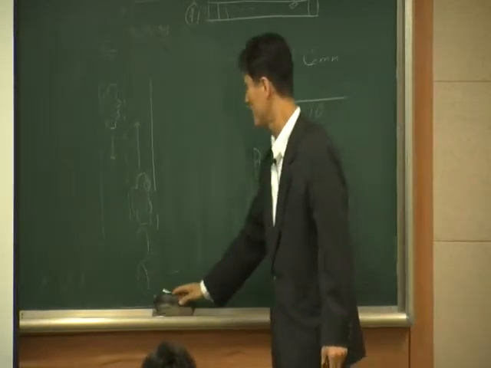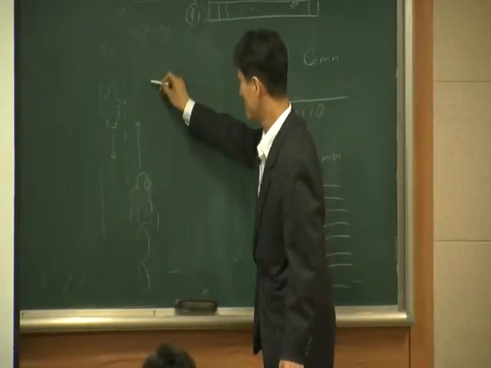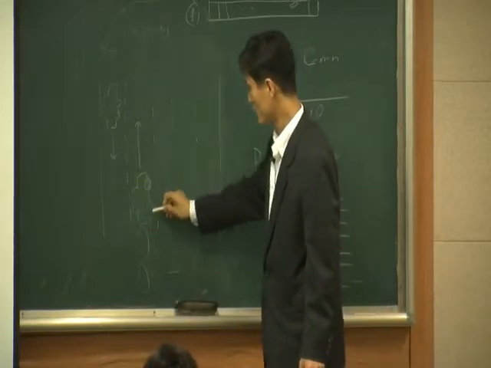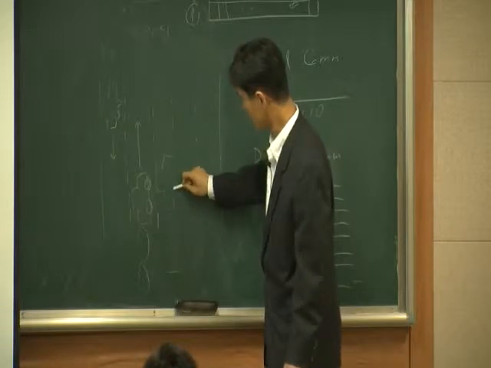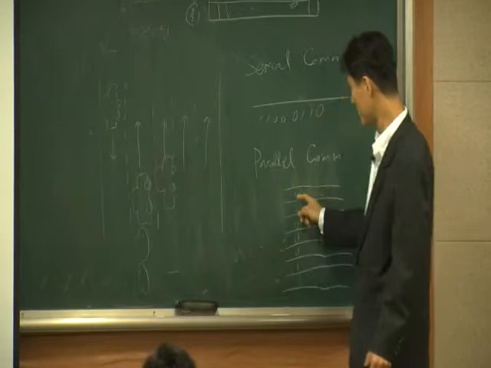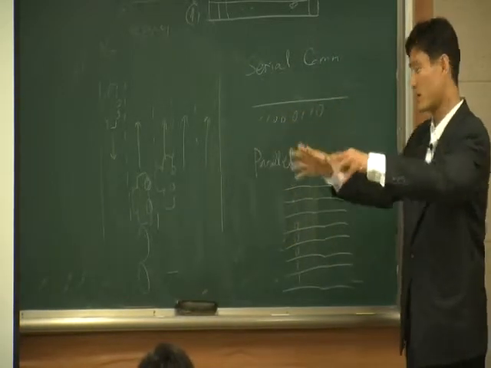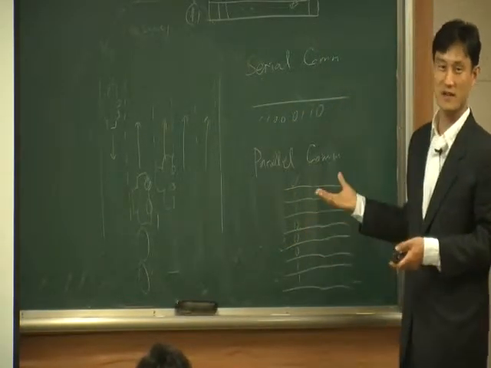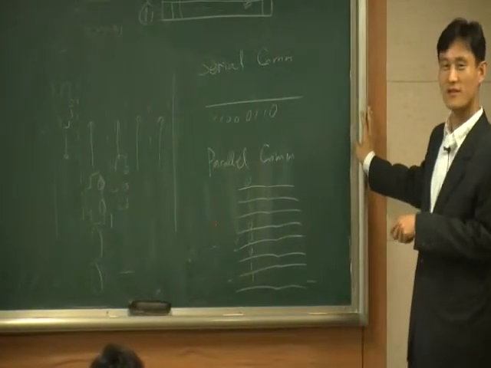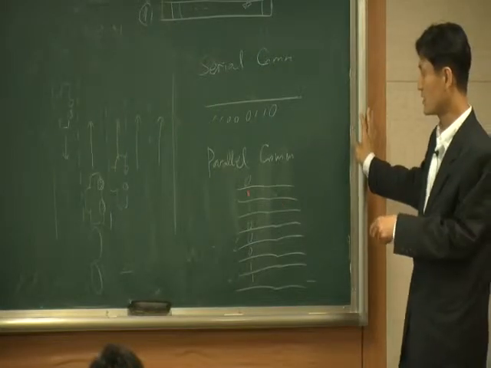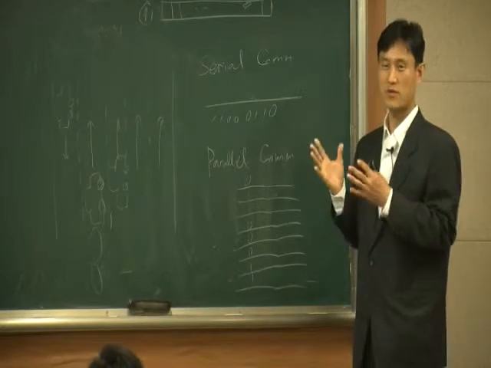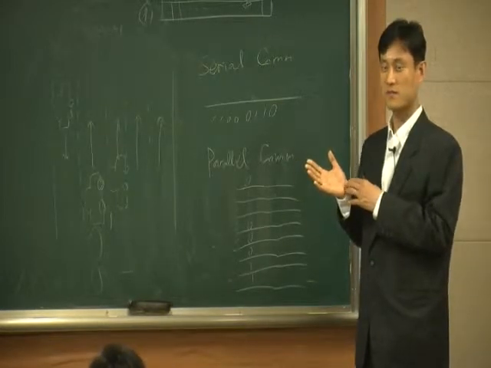But parallel communication is like we have many lanes, like a highway. So you can have many cars go in parallel. All these different bits can go at the same time because we have multiple lanes. That's parallel communications. So it sounds like this is better, right? Sounds like this is better because in this case, many bits can go together at the same time.